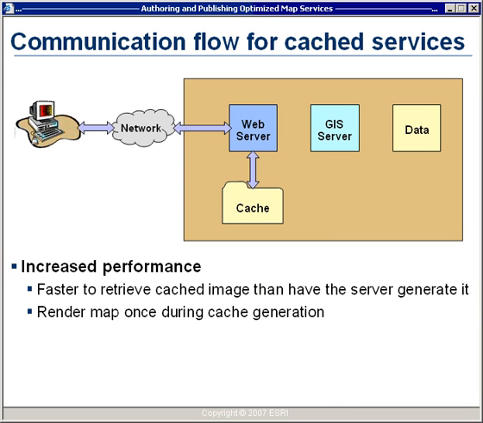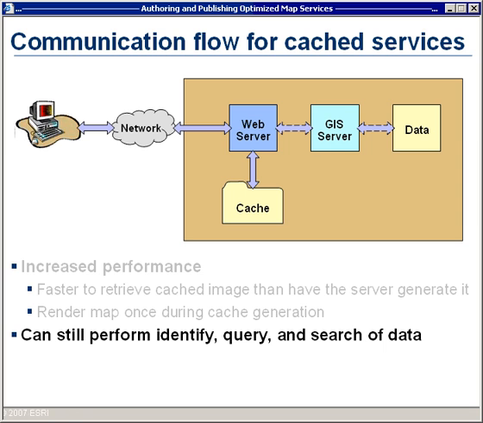I'd like to talk a little more about that communication flow we learned earlier. A request is made by the client or user and sent to the web server. Now, rather than going to the GIS server to get the data directly, the web server is going to look for a cache directory and retrieve the image of the data that was pre-rendered. This is much faster than working to find and render the data for each request individually.